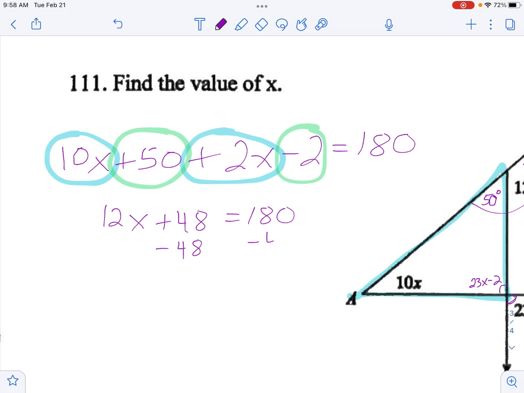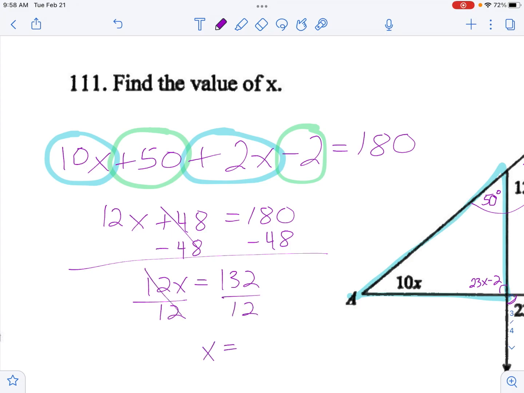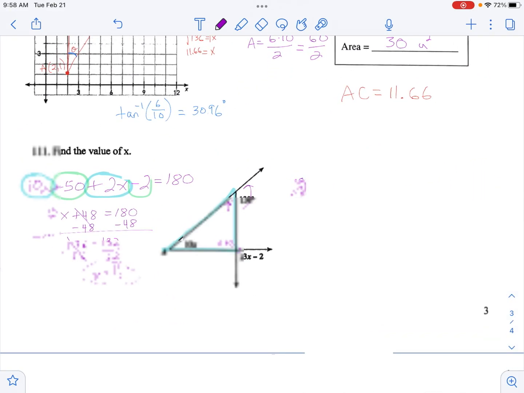We'll continue to solve. We want to get rid of the 48 to get x by itself. Let's see, 180 minus 48 is going to be 132, and then we'll divide by 12. So we'll find x is 132 divided by 12, 11. So x is 11.